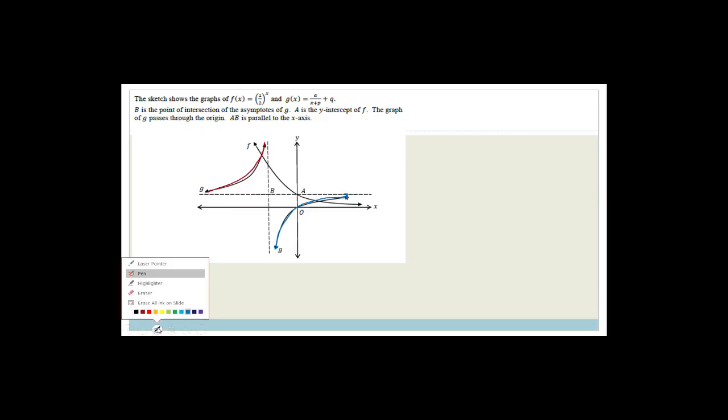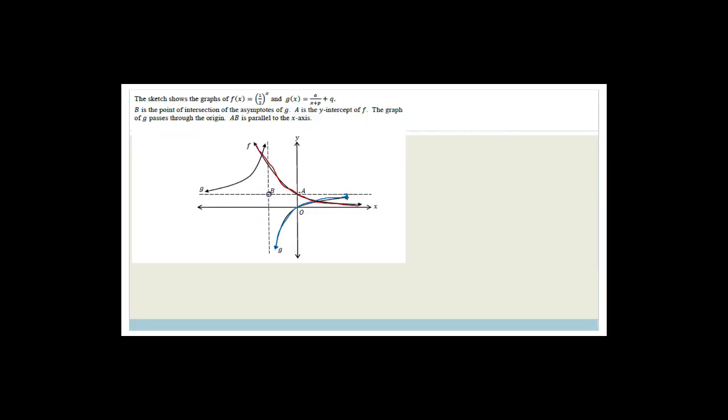Now it says, B is the point of intersection of the asymptotes of g. A is the y-intercept of f. Oh, that makes more sense. Sorry, I misread that entirely. This is f. I'm much happier now. This is f. Sorry, that makes more sense.